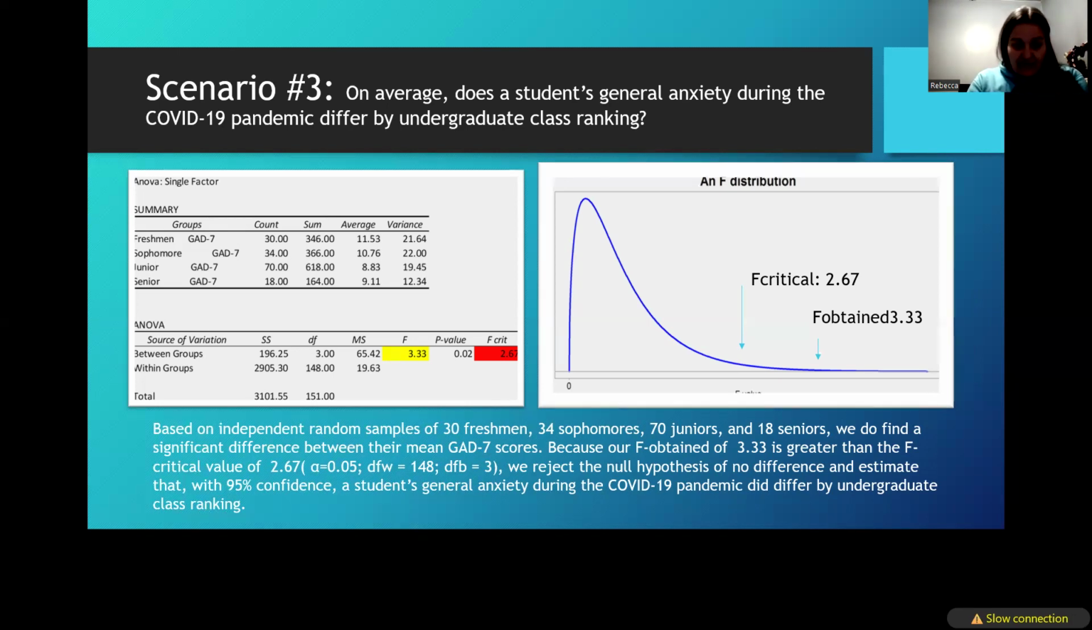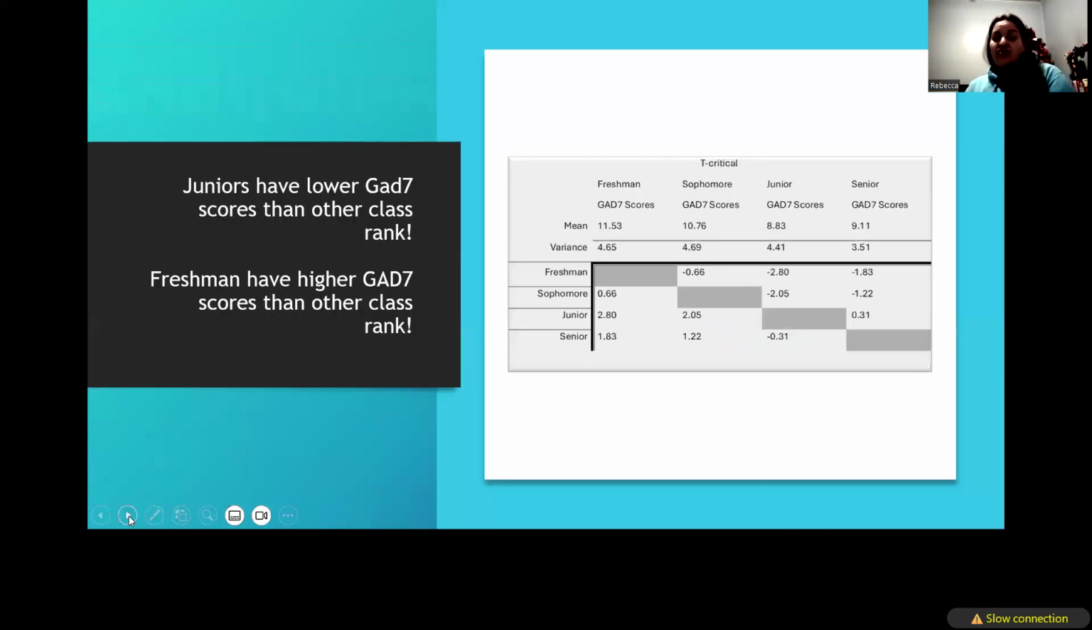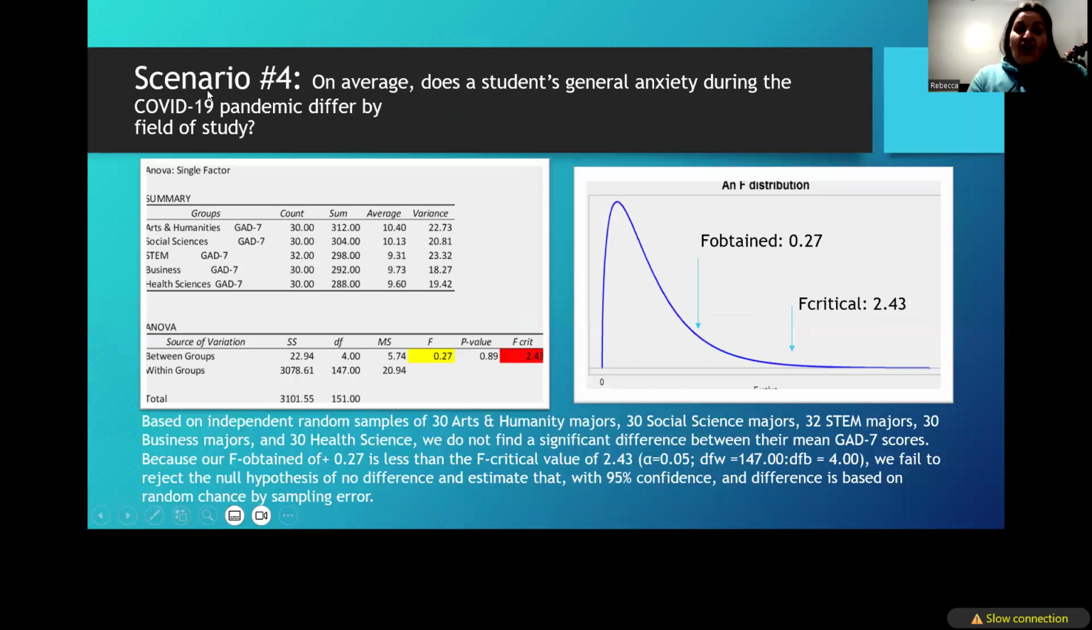We wanted to determine exactly which class had the difference. So we conducted two-tailed comparisons, and we discovered that juniors do have lower GAD-7 scores than other class ranks, including seniors, sophomores, and freshmen. And we discovered that freshmen have higher GAD-7 scores than all the other class ranks as well.